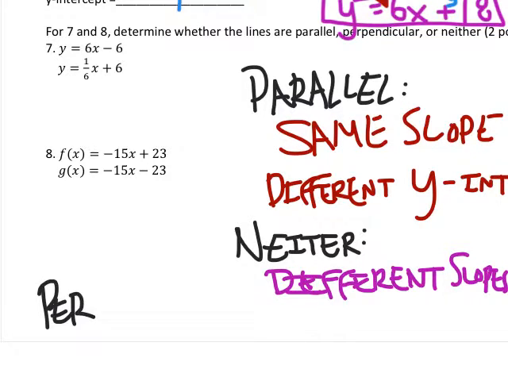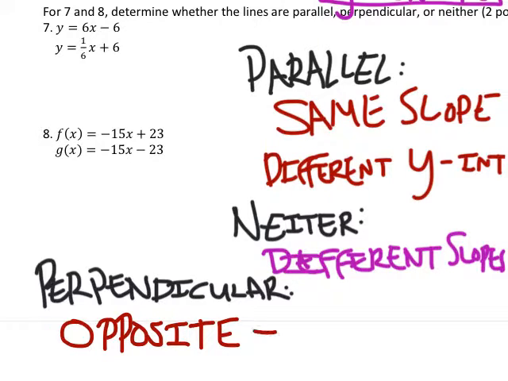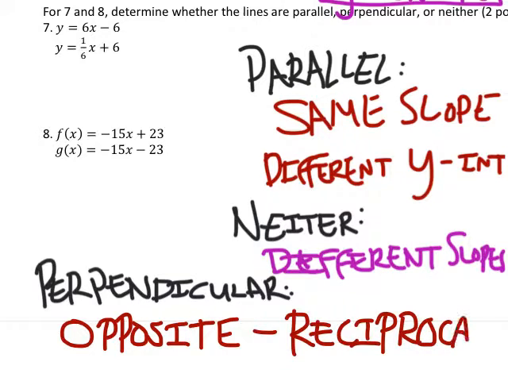And for perpendicular, all you've got to do is look at the slopes. They'll be different, but they're very specifically different. They're going to be the opposite reciprocals. And hopefully you can look in your notes, you can look in the book about to figure out that stuff. It's possible that these examples will help us out as well.